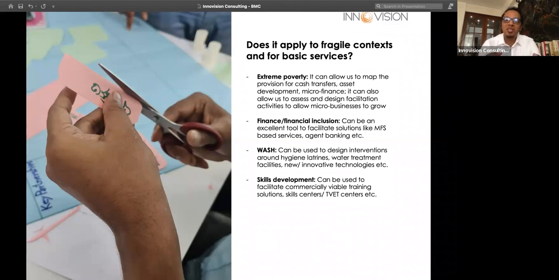So the canvas works brilliantly for financial inclusion solutions like mobile financial services, or MFS-based offerings for the poor people, and agent banking. It works brilliantly with WASH solutions like water treatment facilities and hygiene latrines. If you're in a skills development project, it works great for skills centers, a specific course or curriculum that we want to promote, or a TVET center that you want to support. So it works brilliantly with that.